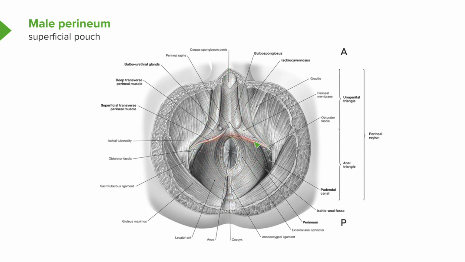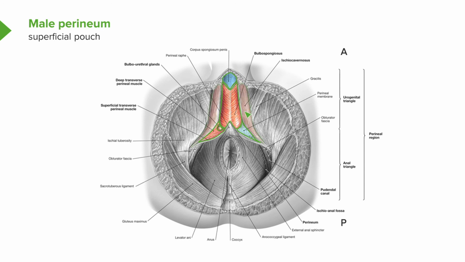So this is going to be the posterior margin of the perineal membrane. We can see the perineal membrane here. On this side, we have a window into the deep perineal pouch because we can see the deep transverse perineal muscle and bulbourethral glands here. Then the perineal membrane is sitting underneath. Attached to the perineal membrane, we have this muscle, bulbospongiosus, and that's surrounding the corpus spongiosum of the penis.